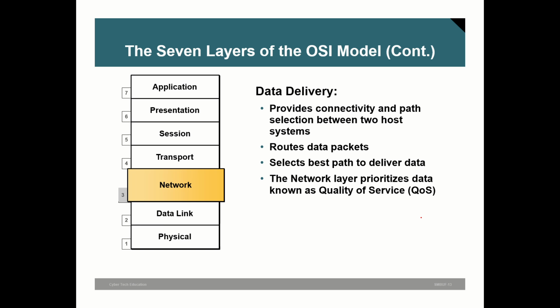Then we have the network layer. What does the network layer do and how does it work? The network layer provides connectivity and path selection between two host systems. It routes data packets and selects the best path to deliver data. The network layer also prioritizes data, known as quality of service, or QoS. This is how the layered protocols work.